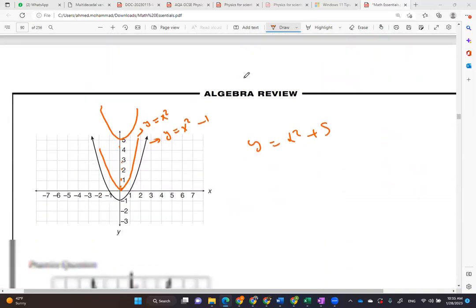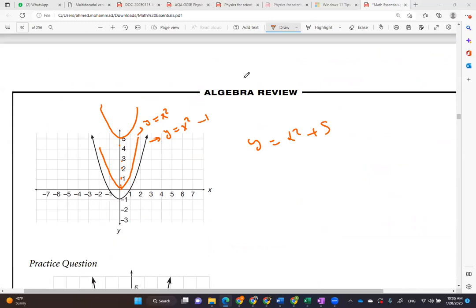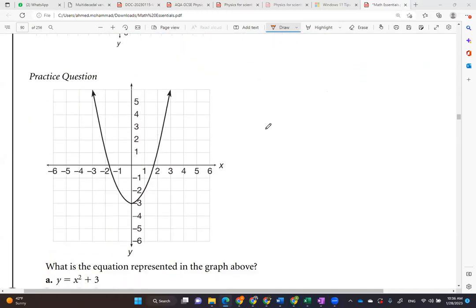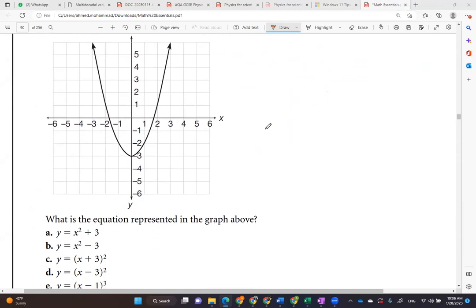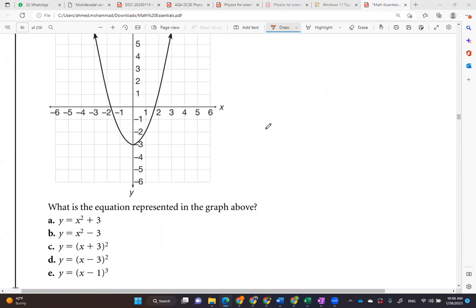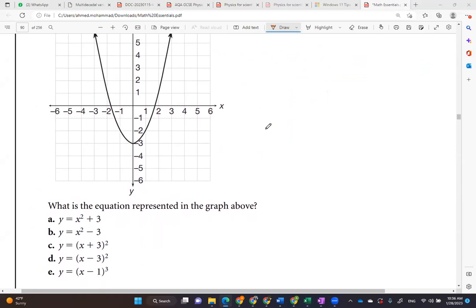Don't get confused about this one. Plus or negative, we go up and down: up with the positive, down with the negative; right with the negative, left with the positive. Okay, so this is one of the SAT questions. You have a graph like this, and they're gonna ask you what is the equation represented in the graph above.